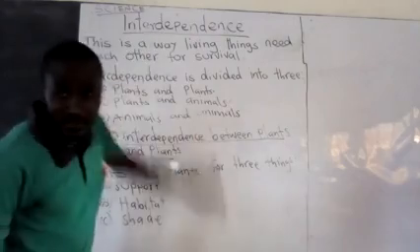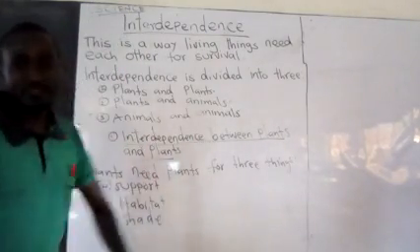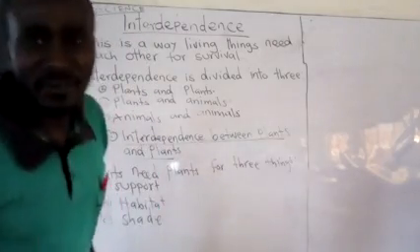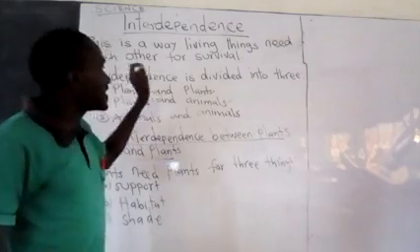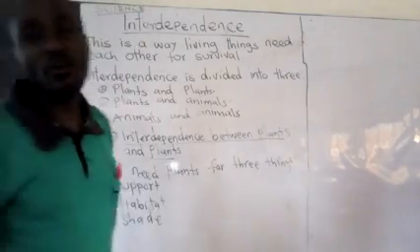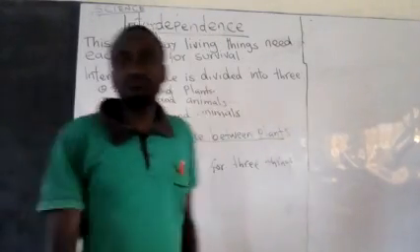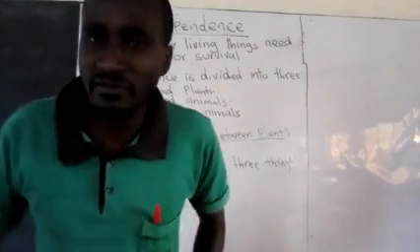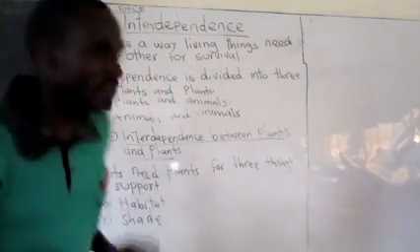This is science class 7, Interdependence. What is interdependence? Interdependence is a way living things need each other for survival. Assume there is no food. Will you survive? No. So we need plants for survival.